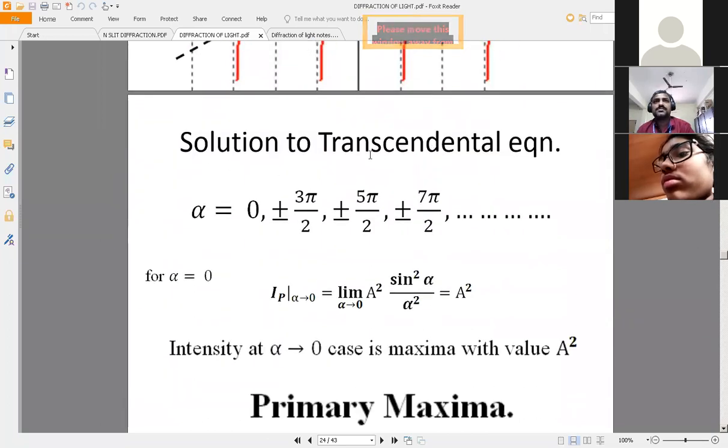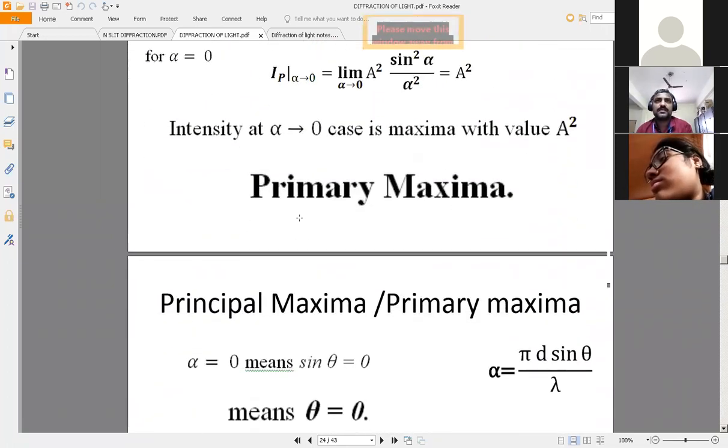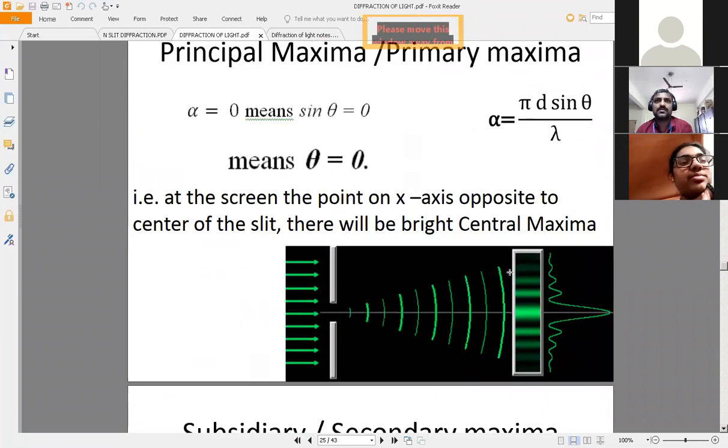And we have used this. So these, other than alpha equal to 0, are secondary maxima. Alpha equal to 0 is the principal maxima. We call this the central maxima also. So this peak here is representing the central maxima. And this rectangle here shows the intensity.